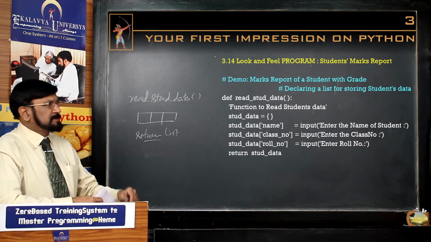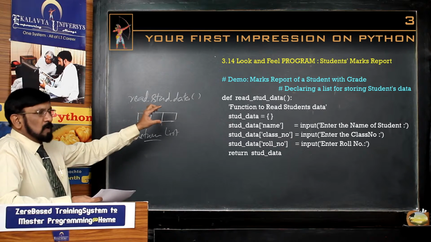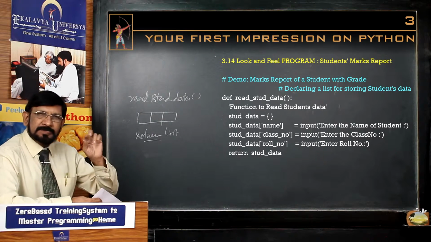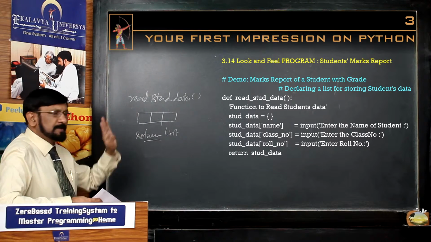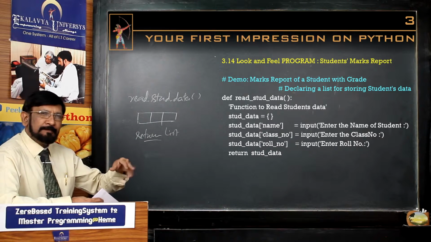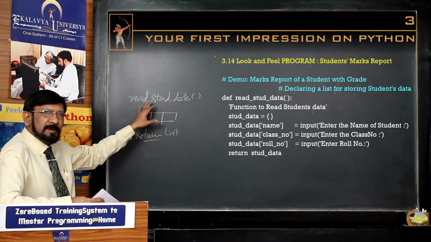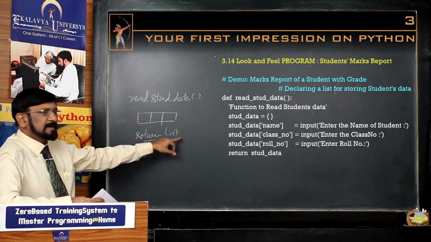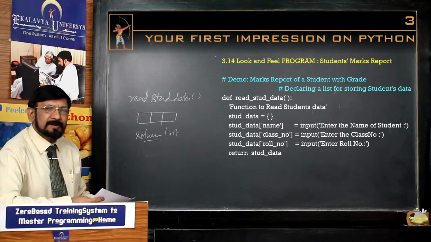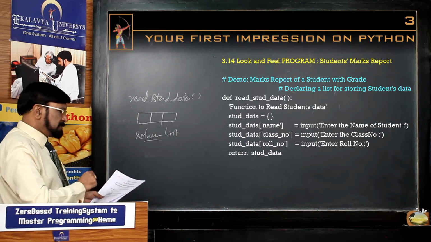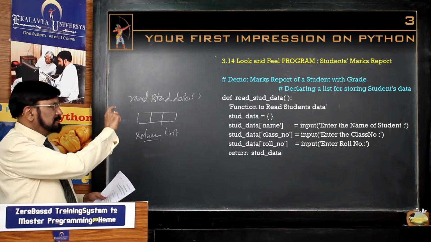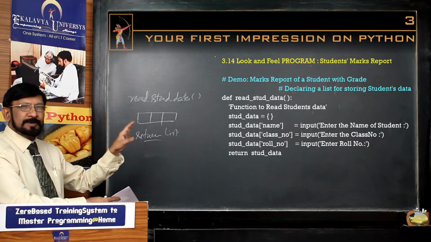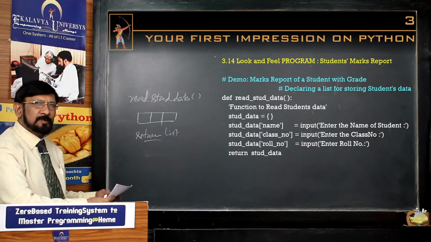Already according to my definition, you understand that this is a block of statements which performs a single identifiable job. Only one job it takes. Students' data it reads, and it has an identifiable name, and it returns data. Some functions may not return data also. So in this manner you understand. Don't bother about coding details, just try to understand the structure and the division of the entire program according to function orientation.